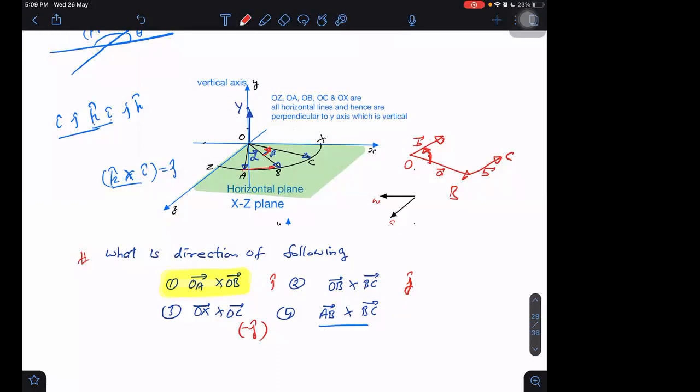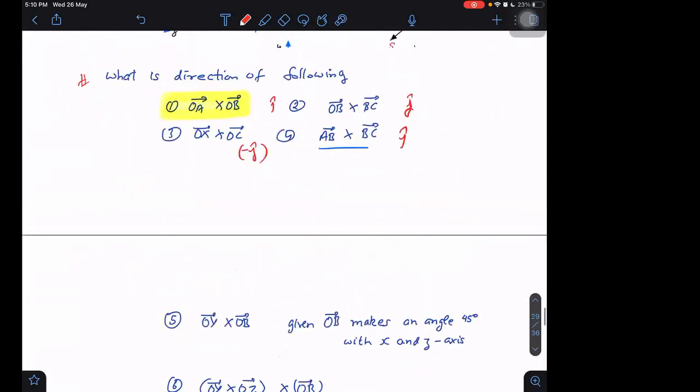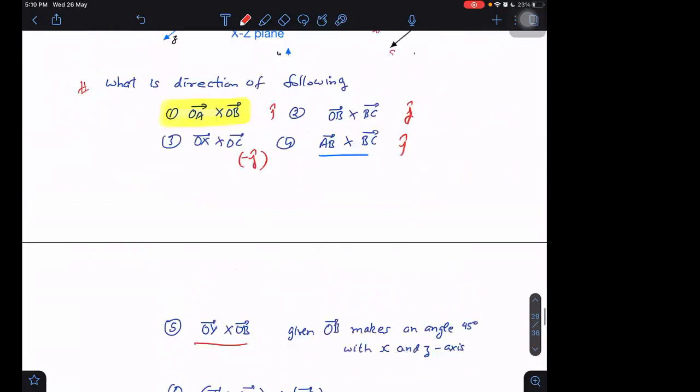AB is this side, BC is this side. If I take AB and shift it here, AB vector can be shifted like this and BC will come here in this way. So how will the angle be from AB to BC? It will be j cap again, j cap only, right? Anti-clockwise again. So again j cap. Again j cap. What about OY cross OB?